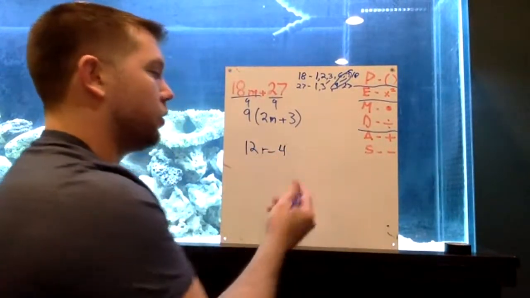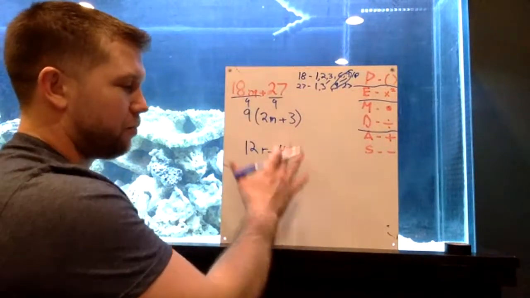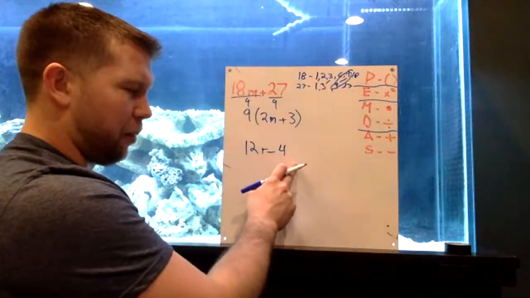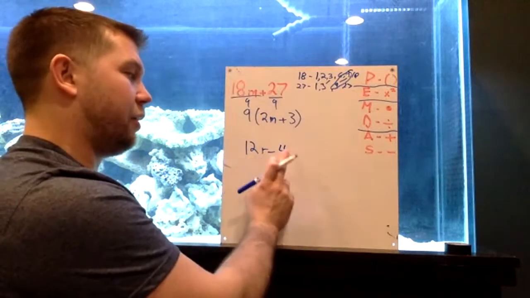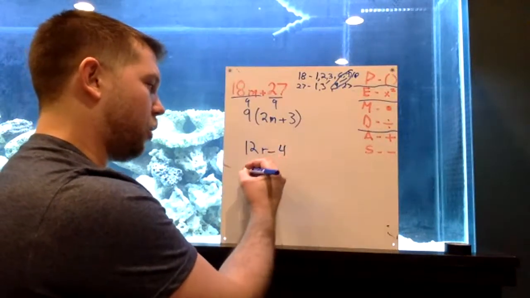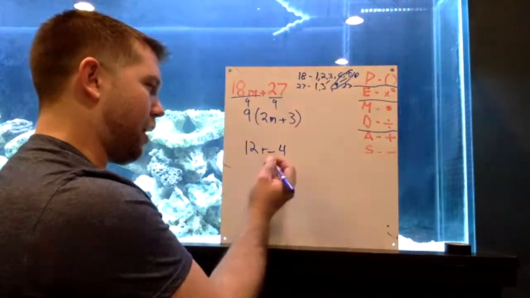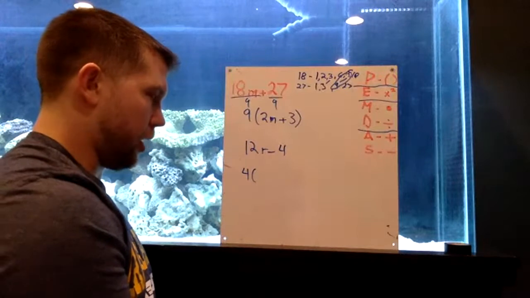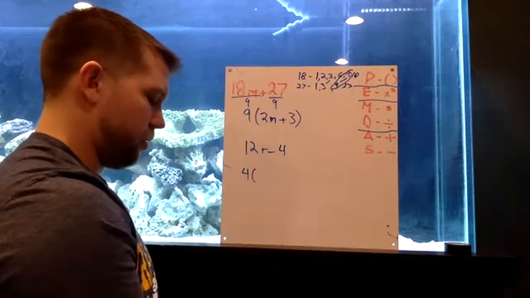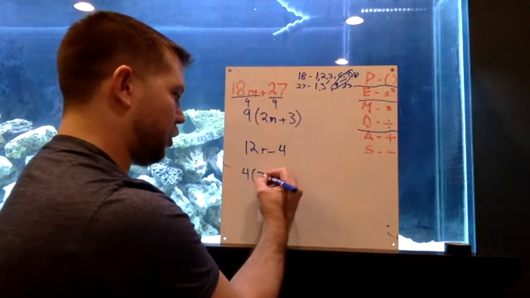Minus 4. Okay, and again, I look at 4, and I ask myself, 4 is the smaller number here. Can 4 go into 12 evenly? And yes, it can. Okay, I know that 4 goes into 12 3 times. So I'm going to divide both these by 4. I'm going to pull a 4 out of here. Okay, so now 12 divided by 4 is going to leave me 3.